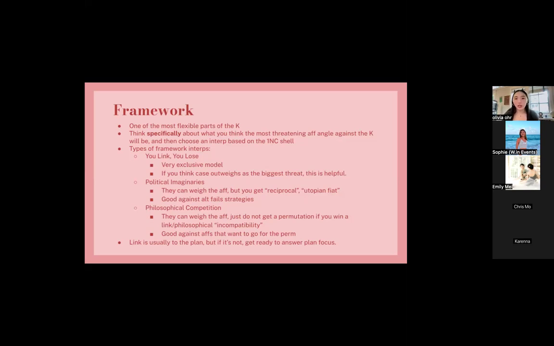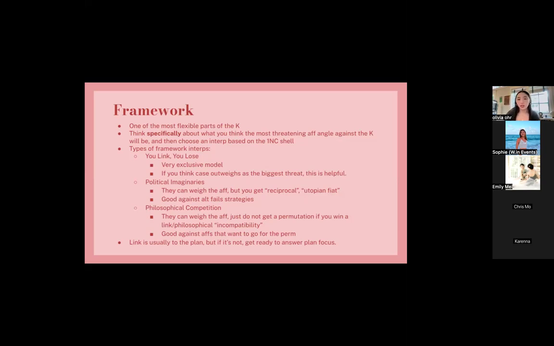But this means that most of the time, if you're going for this type of interpretation, it's very all in on framework, because if you win framework, you win the debate. If you lose framework, you'll probably lose the debate. So these next 2 framework interps are much more middle ground, so less exclusive.